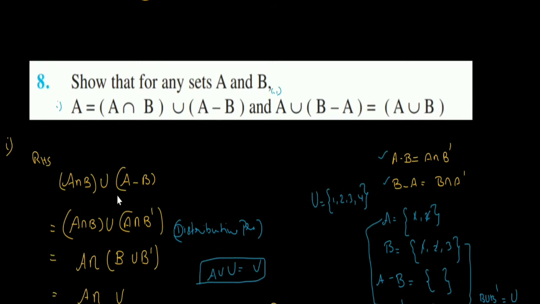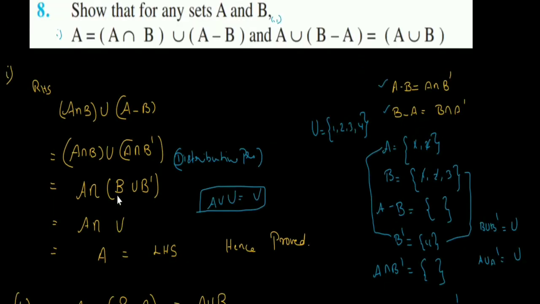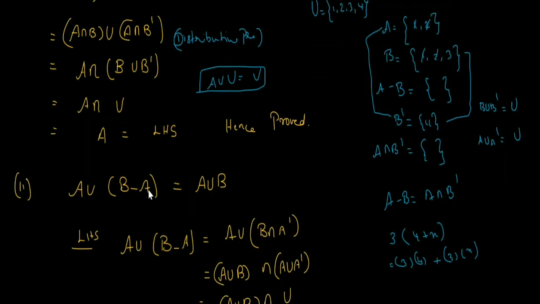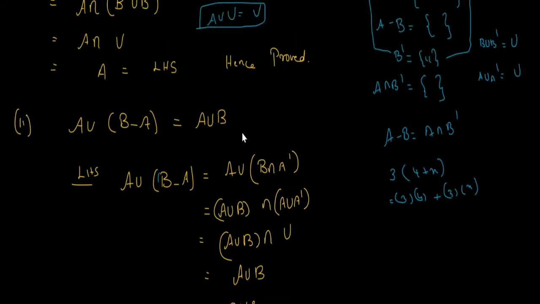Now you take the second question: A union B minus A is equal to A union B. Let us take the left hand side. A union B minus A. Once again, what is B minus A? I told you it is B intersection A dash. So use the distributive property again: A union B intersection A union A dash. A union A dash will be the universal set. So A union B intersection the universal set.